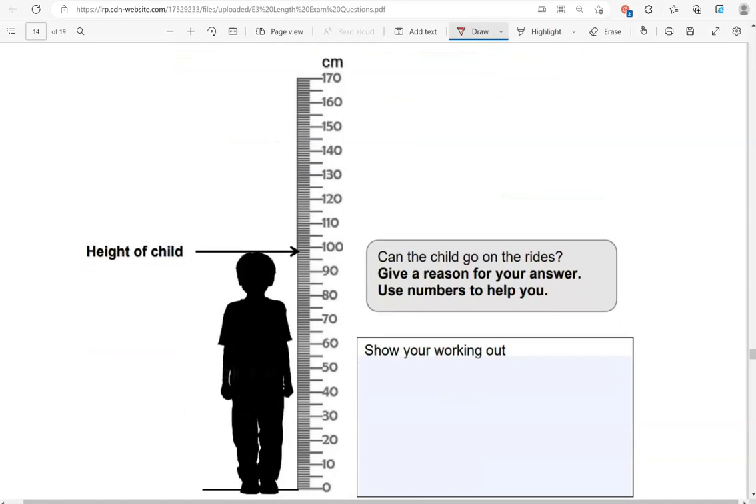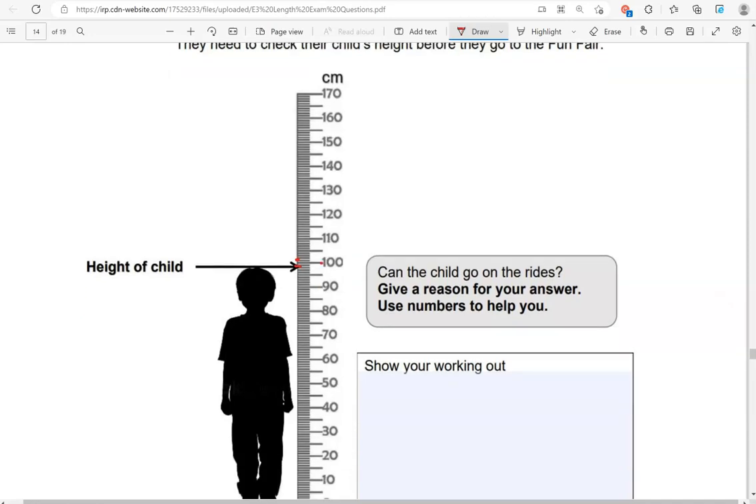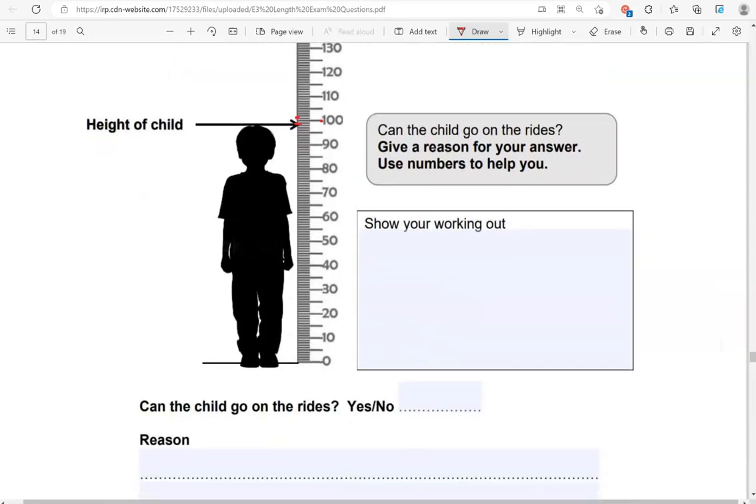So the child's height is just under 100, and it says that they have to be over 102 centimeters. So this is 100, so 102 would be about here. It needs to be over that, more than that, and it isn't the case. So can the child go on the rides? We're going to say no.